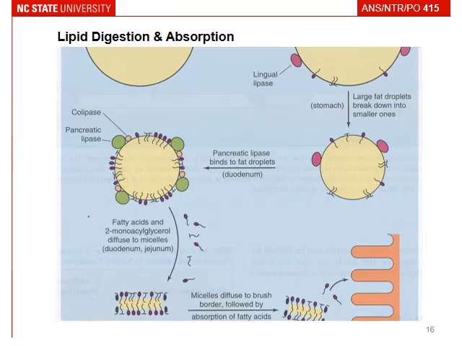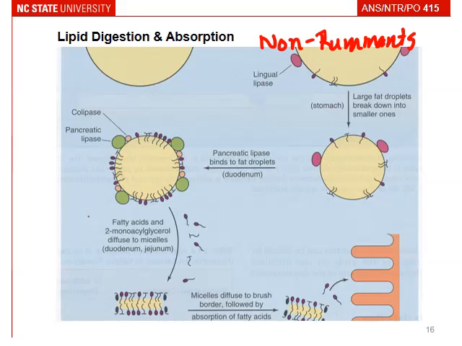So here we have a good summary of what's going on with our lipid digestion and absorption, and this is primarily with our non-ruminants. Here we have our lingual lipase able to attach to the lipid droplet, and the large fat droplets break down into smaller ones. That lipid droplet enters the duodenum, and our pancreatic lipase binds to the fat droplet, and we start having the fatty acids and monoacylglycerides.